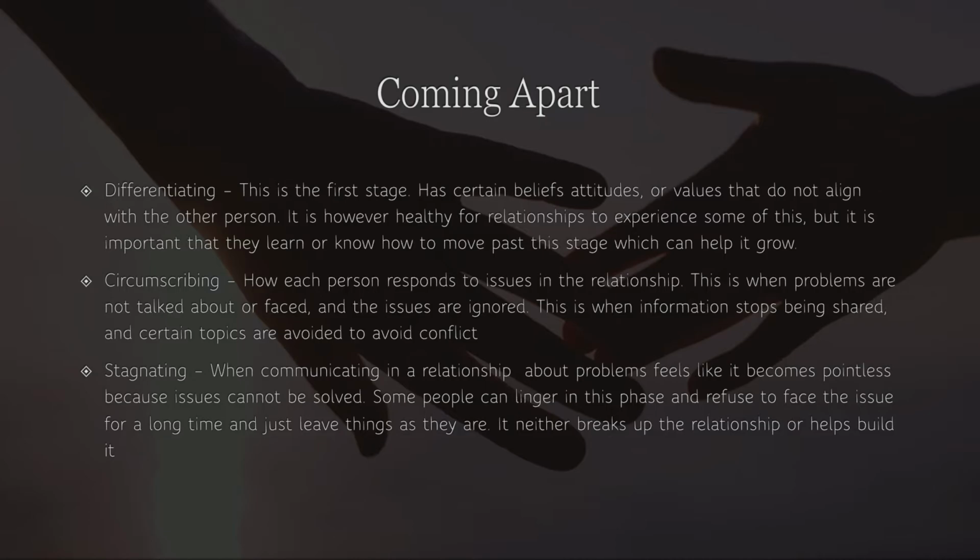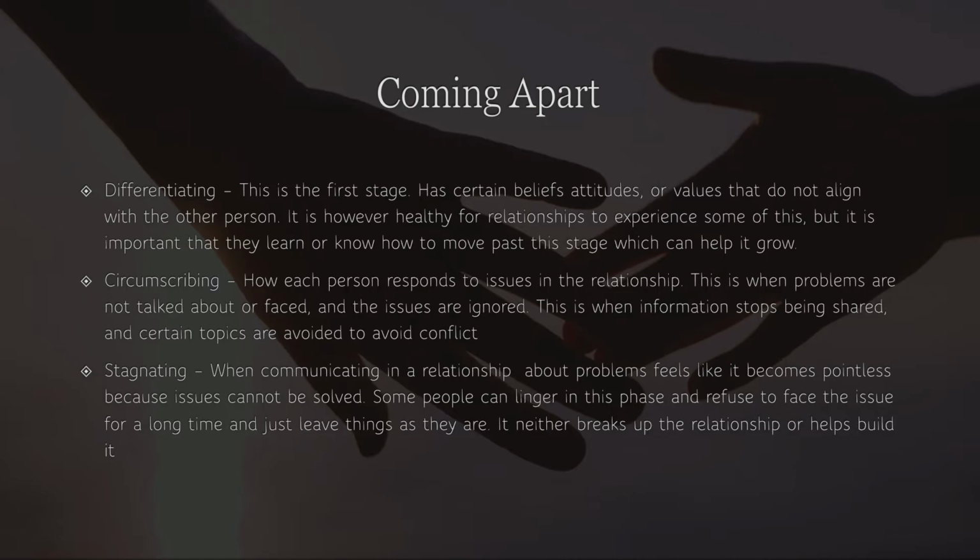The next concept is circumscribing. This is how each person responds to issues in the relationship. This is when problems are not talked about and are usually being ignored. This is also when information stops being shared and certain topics start to be avoided in order to avoid conflict.